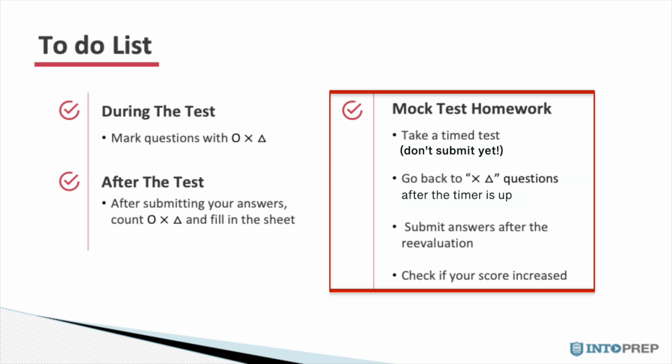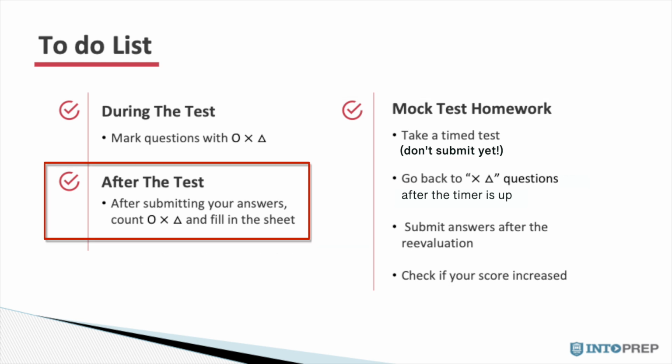Once you're done, you can submit your revised answers through the Into Prep app or the Into Web app and check your score. Finally, count up the O's, X's, and triangles, as well as the questions you got right and wrong in each category. This way, you can see if you got any questions wrong that you circled and were absolutely sure of, or if you scored a lucky guess on a triangle question that you don't understand. Be sure to go back and review these questions in particular.